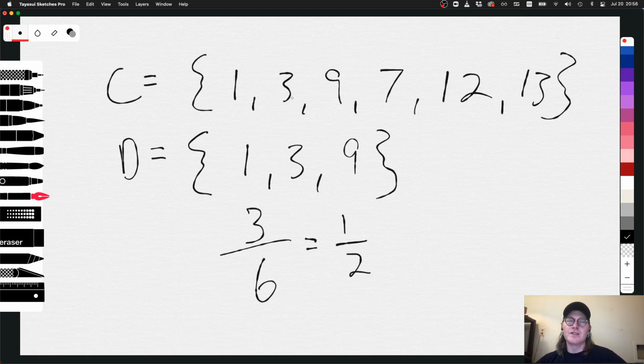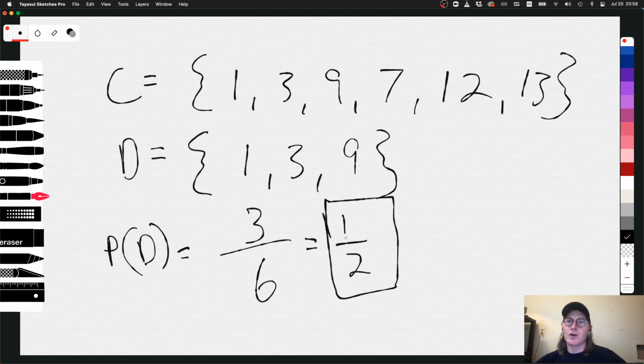And so if we're considering the probability of D, this is going to be the cardinality, or the size of D over the size or cardinality of C. And that's something that we can compute. And that is a pretty good basis for understanding probability. You have all these possibilities, and there is some strict subset of those possibilities. And we're asking, what is the probability of getting something that is in that strict subset?